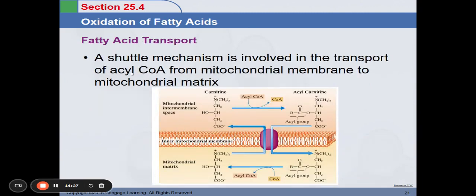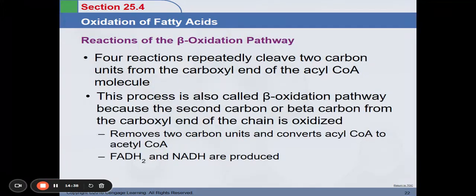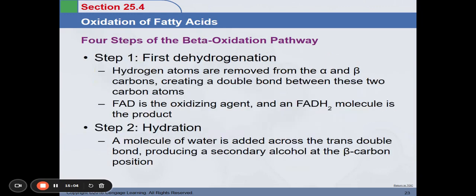Fatty acid transport: a shuttle mechanism is involved in the transport of acyl-CoA from the mitochondrial membrane to the mitochondrial matrix. Then there are the reactions of the beta oxidation pathway. We have four reactions that repeatedly cleave a two-carbon unit from the carboxyl end of an acyl-CoA. This process is called the beta oxidation pathway. Remember, it is because the second carbon, or beta carbon, from the carboxyl end of the chain is oxidized. Through this process, FADH2 and NADH are produced.